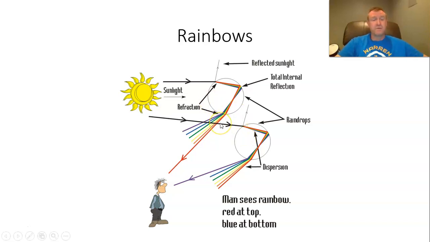Now, each person is going to see a slightly different rainbow because even if you're right next to each other, you're going to have a slightly different angle at those water droplets. So every rainbow you see is your very own rainbow.